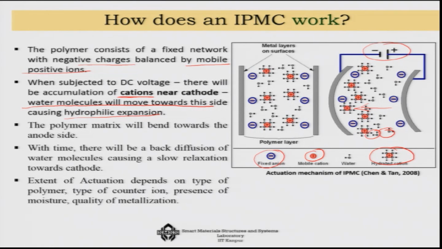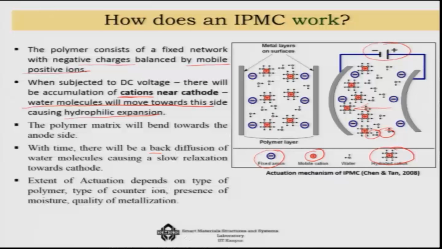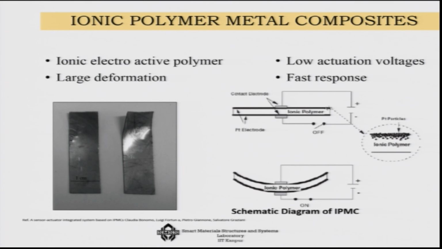Now, what will happen if all the charges go towards one direction? They will gradually start to repel. So, there will be a back diffusion of the water molecules, which will cause a slow relaxation towards the cathode. The extent of accumulation will depend on the type of polymer we are using, the type of ions, the presence of moisture, and the quality of my metallization, how good my cathode and anode terminals are. So, this is how the IPMC system works.